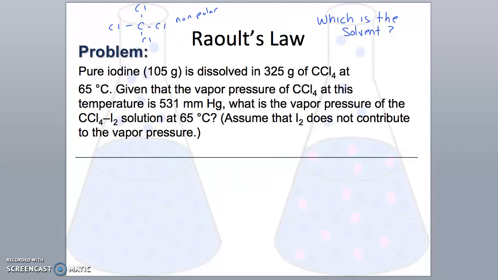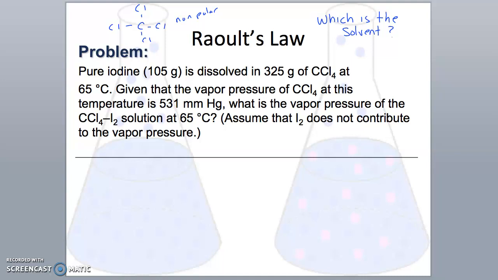This is an example of a question, and we have to figure out which is the solvent. We've got pure iodine dissolved in CCl4, so this is a clue that CCl4 is the solvent. Another way we could look at this, if it wasn't quite as clear, is to look at the quantities. The solvent is usually in greater quantity. In this case, we've got 325 of the CCl4, which is more than the iodine. So our solvent is the CCl4.